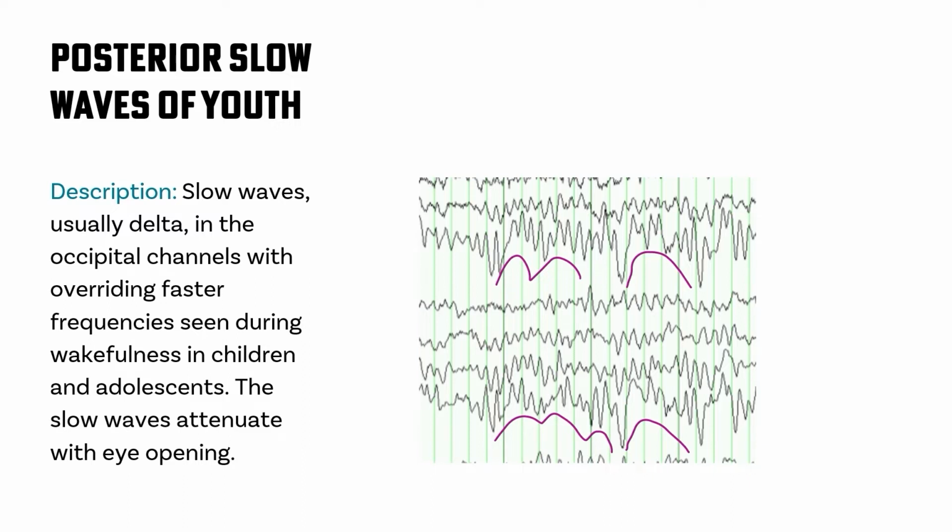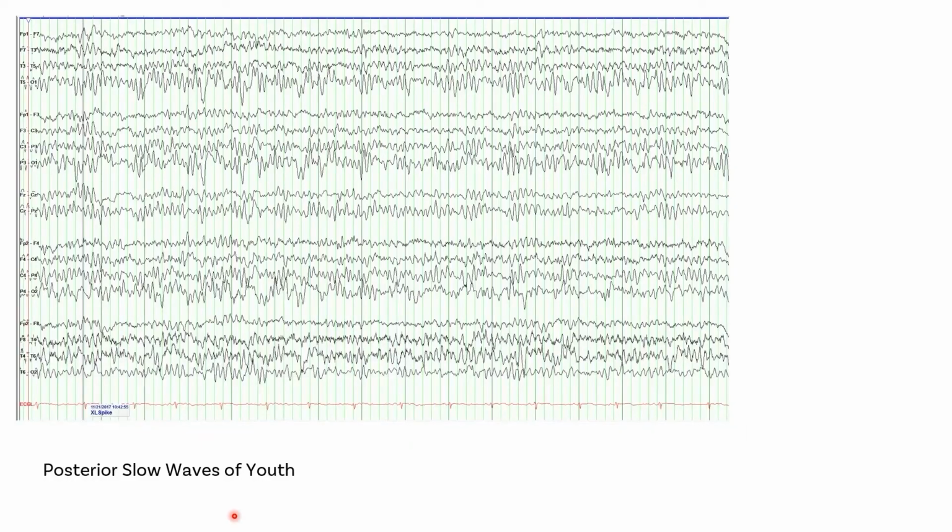This can be seen in children and adolescents, and it has the same reactivity as the PDR. So as the patient gets drowsy and goes to sleep, it will attenuate along with the PDR. And when the patient's eyes are open, it will also attenuate. Here's another example. In this page, the patient's eyes are closed the entire time. We have high voltage delta with overriding alpha for the majority of the page. But as you can see, the amplitude is not constant. Sometimes it kind of comes and goes a bit.